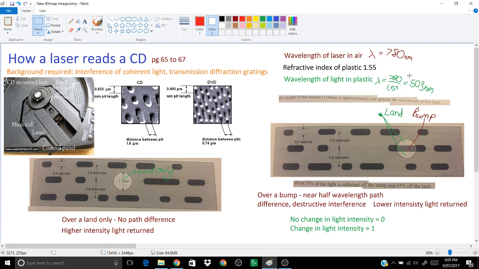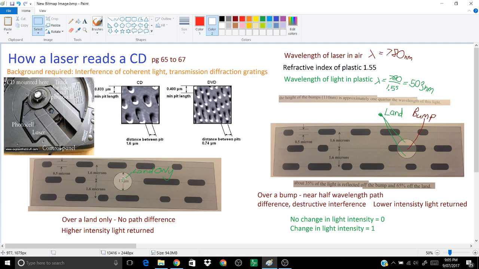But what's happening in terms of the interference pattern inside the plastic has to do with a wavelength of 503 nanometers. All right, that's important. Now the bumps are designed to have a height of about 110 nanometers. We say that's approximately one quarter of the wavelength of this light. So the 503, approximately one quarter, divide that by four, you get a number close to 110. Doesn't have to be perfect, but it's about one quarter. And we'll see why that's important in a minute.